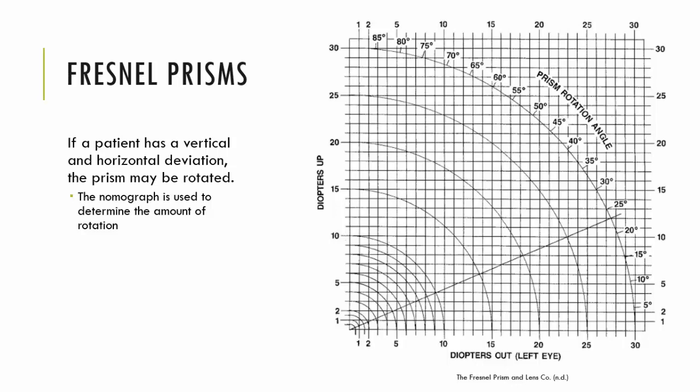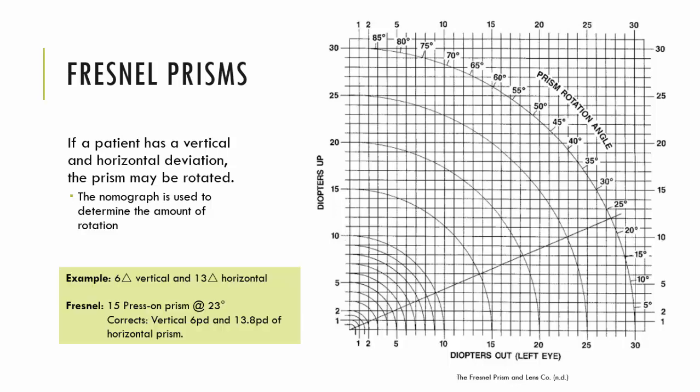Now, a Fresnel, a single Fresnel, can correct both a vertical and a horizontal deviation, but we need to rotate it at a specific axis in order to correct both the horizontal and the vertical with a single Fresnel. Let's take a look at an example.